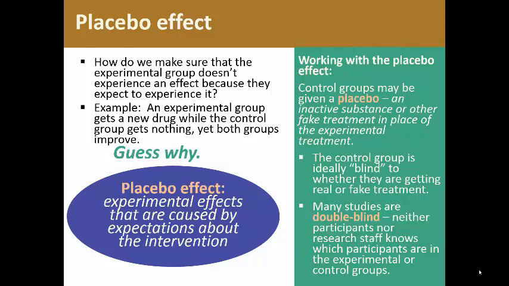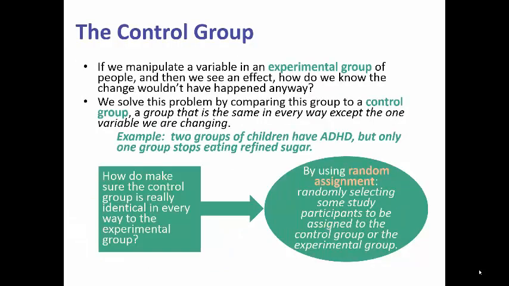So in order to work with the placebo effect, control groups may be given a placebo, or an inactive substance, or another fake treatment in place of the experimental treatment. The control group is ideally blind to whether they're getting real or fake treatment. If you tell people they're getting fake treatment, it's pointless to give it to them because they know it's fake. Many studies are double-blind, therefore neither the participants nor the research staff knows which participants are in the experimental or control groups. That's important because as the experimenter, you may treat people differently if you know what condition they're in. This way, if you're blind to it, there's no way that you can bias the results.